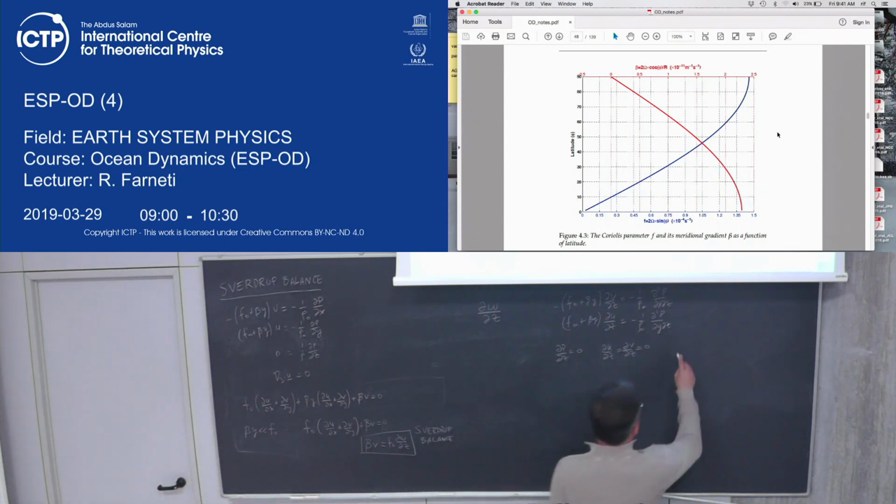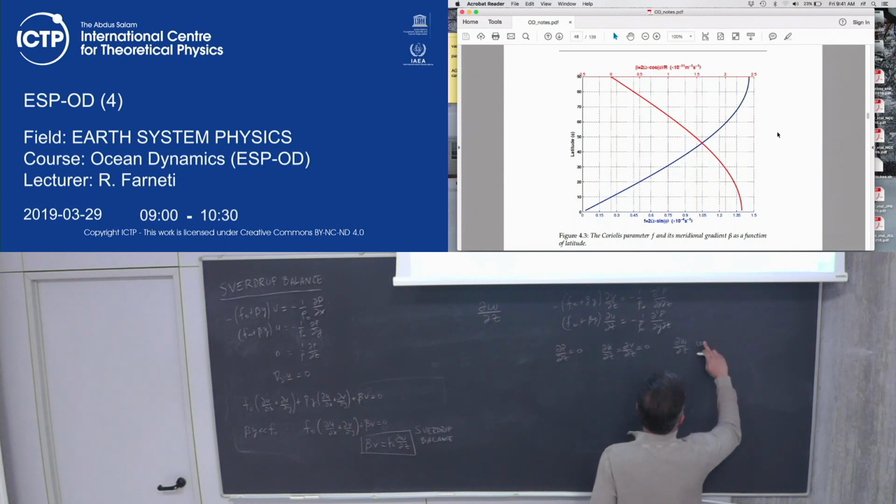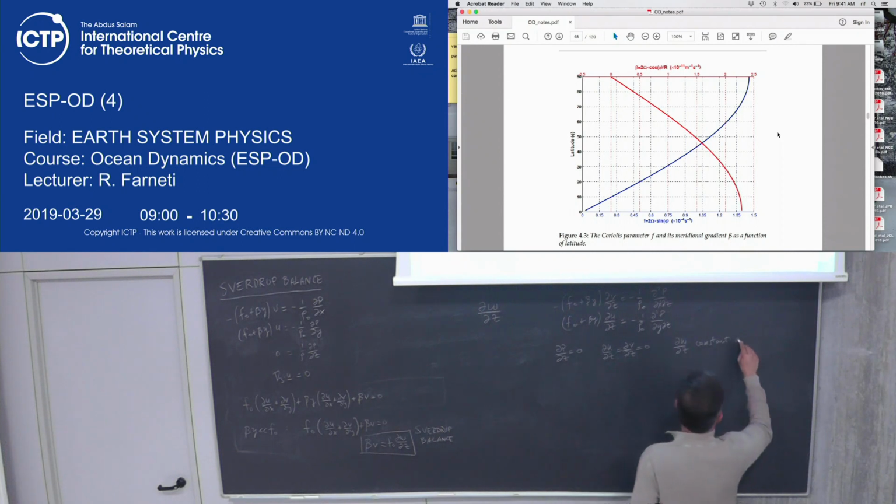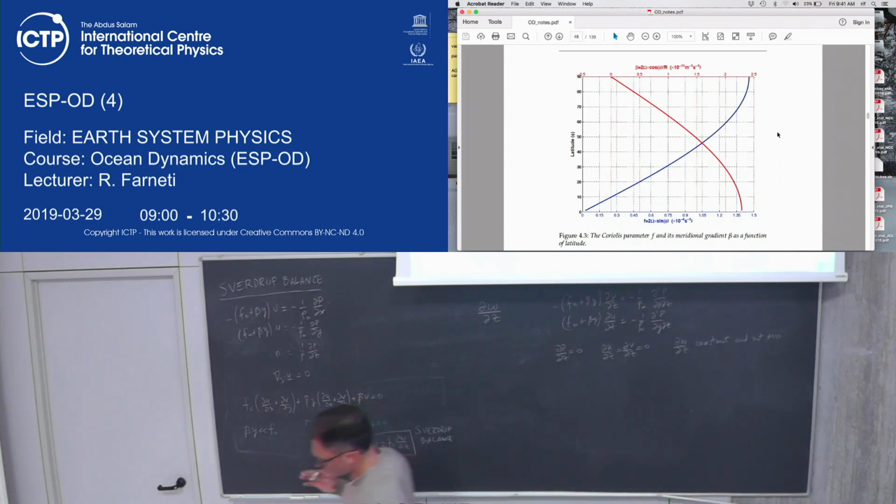So this means that dw/dz is a constant and is not 0. Okay, so that's why we're using a very simple setting, that schematics with a flat bottom. It's a homogeneous ocean where the horizontal velocities don't have a vertical derivatives.